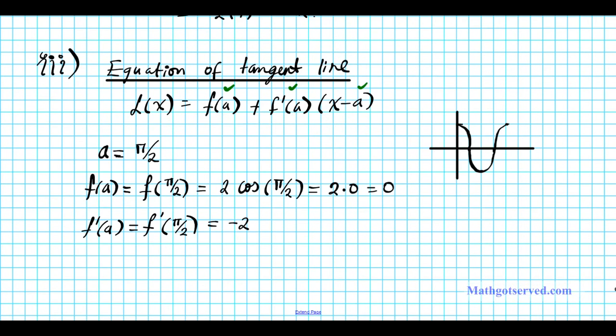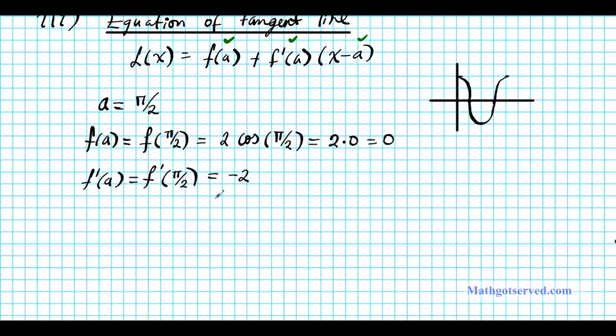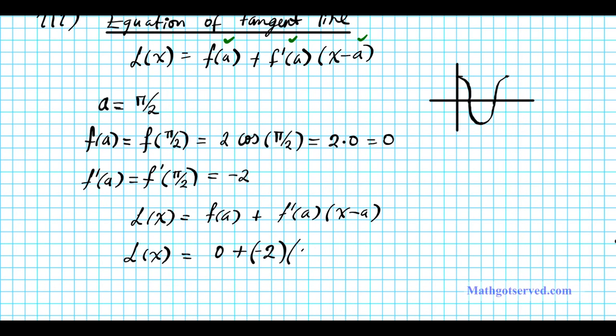All right, so we're going to put all this together to generate the equation of our tangent line. So the equation of our tangent line, L of x, is equal to f of a. Let's write it again so we don't make mistakes. F of a plus f prime of a times x minus a, okay? So let's go ahead and look for the equation of our tangent line in this situation, which is going to be f of a is what? What is f of a? 0 plus f prime of a is negative 2. Negative 2 times x minus a, which is pi over 2.